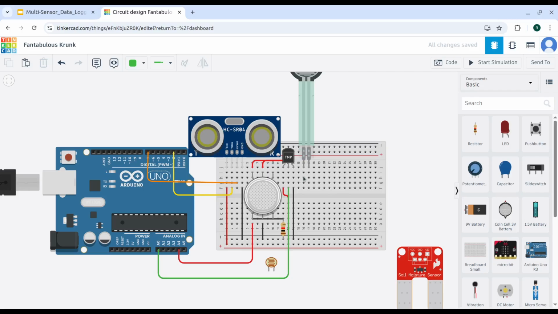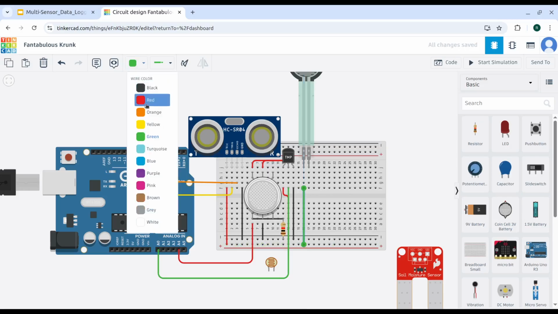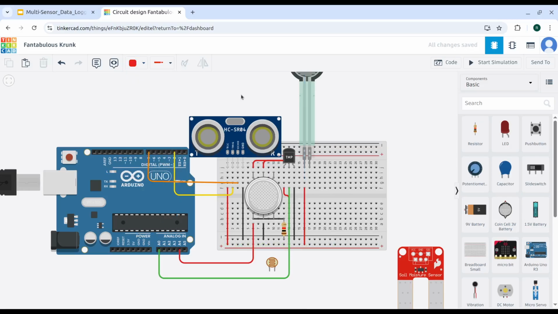This first terminal. So let's connect this to positive rail of the breadboard. Then this terminal. So I am connecting this to analog pin A2. So this is A2.